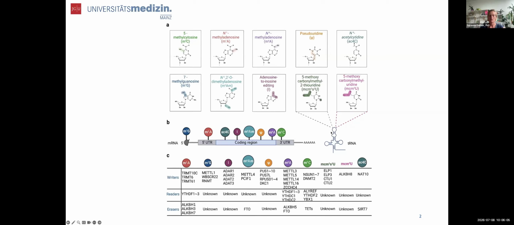As said, more than 170 are known, and these are installed by dedicated writer enzymes. They can be recognized by specific readers, and in some cases, they can even be actively removed by erasers. And over the past decade, we have learned a tremendous amount about the molecular function of individual RNA modifications. However, most studies still have focused on either single modifications or on specific cell lines or individual disease settings.